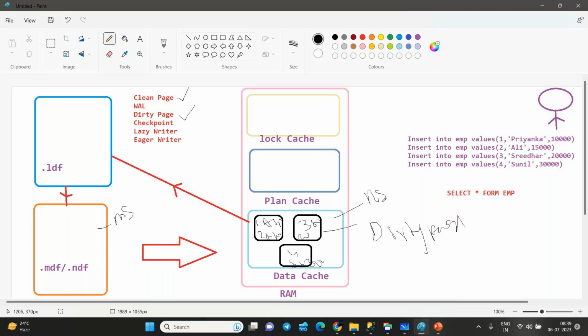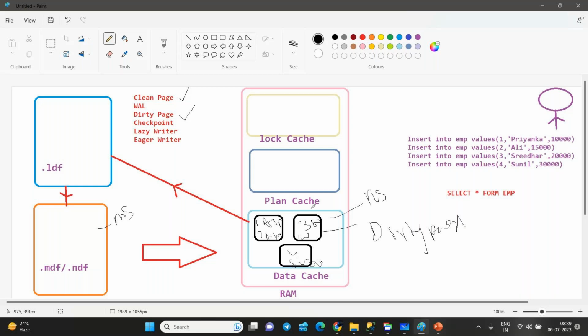will perform everything in the RAM, because RAM is much faster than disk. So mostly we will perform everything in the RAM. So even SQL Server is performing the same thing, sir. So this is cache. So you should call it a cache.